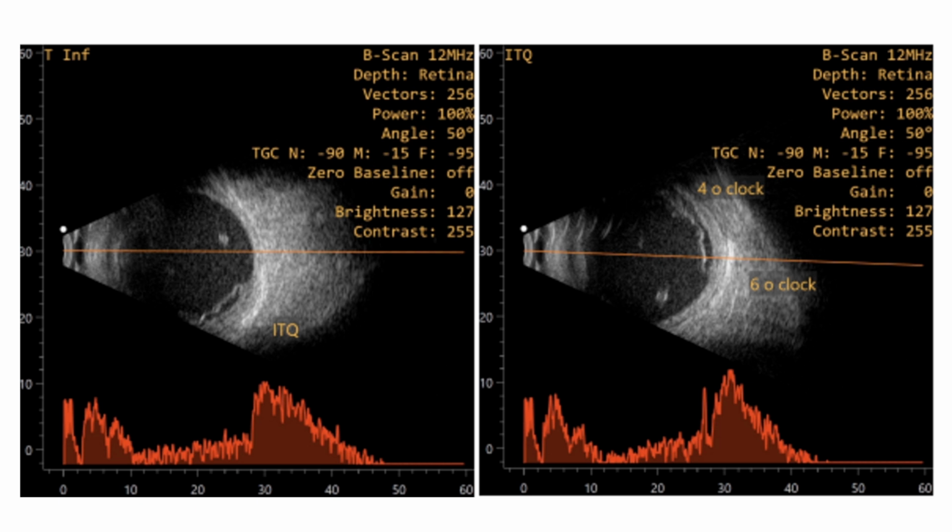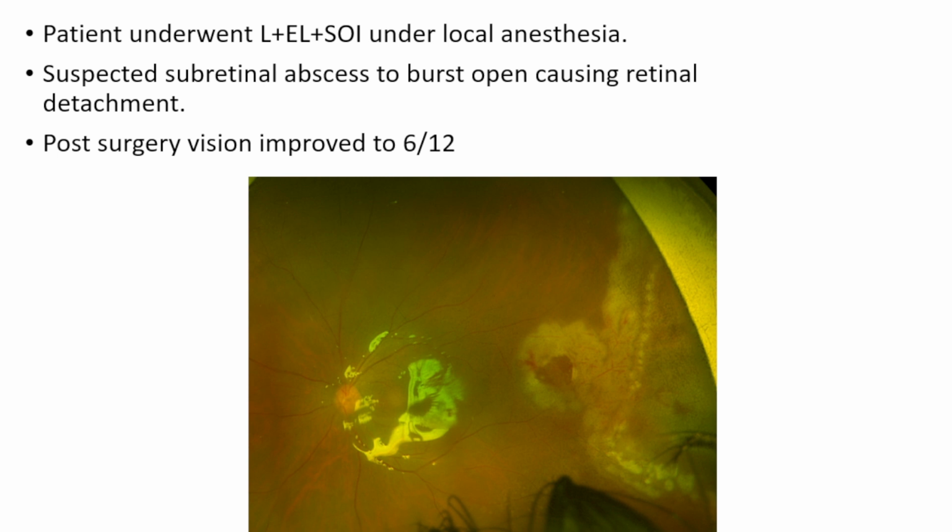So the patient was taken for lensectomy with endolaser and silicone oil injection. This is the Optos image of the fundus where the subretinal abscess is seen in the temporal quadrant, and there was a break here. So probably the subretinal abscess has given way from here, and the retinal detachment happened. The part of the subretinal abscess is lasered, and the break is also lasered. Post surgery, the patient improved with a vision of 6/12.